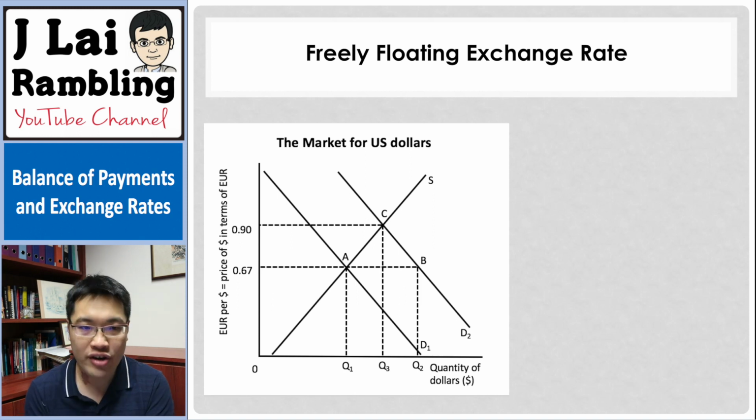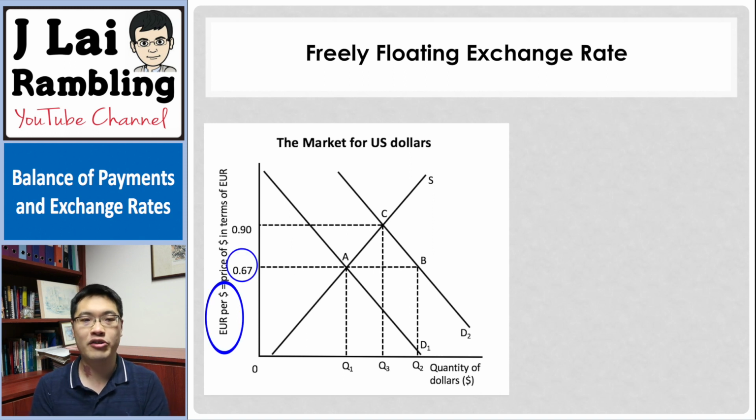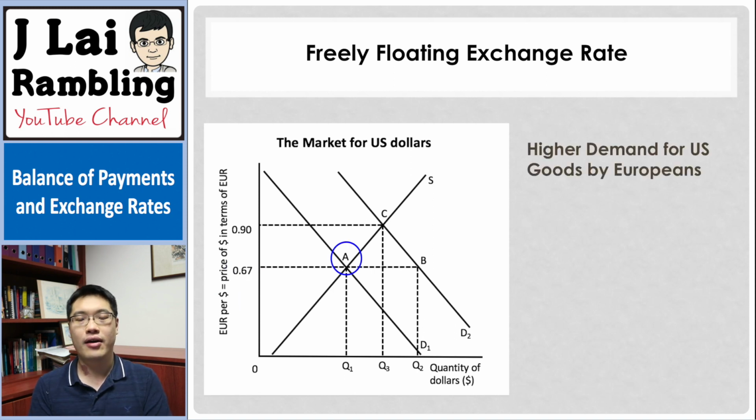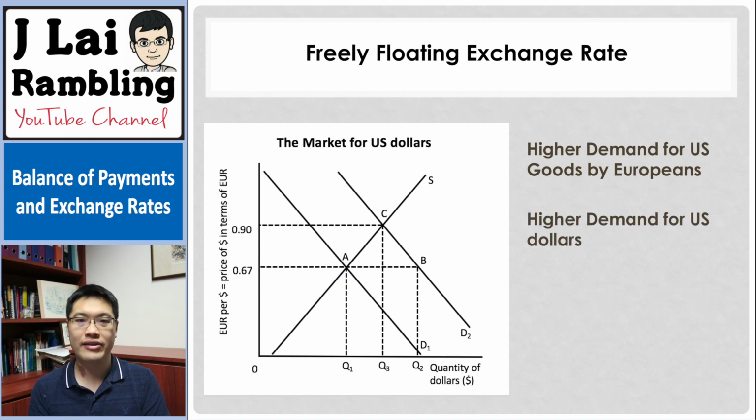The original exchange rate for the US dollar is at 0.67 euros per dollar. We're at point A. Following a higher demand for US goods by the Europeans, there is now a higher demand for US dollars, and therefore there is a rightward shift in the demand curve from D1 to D2. More US dollars are demanded at each and every price level.